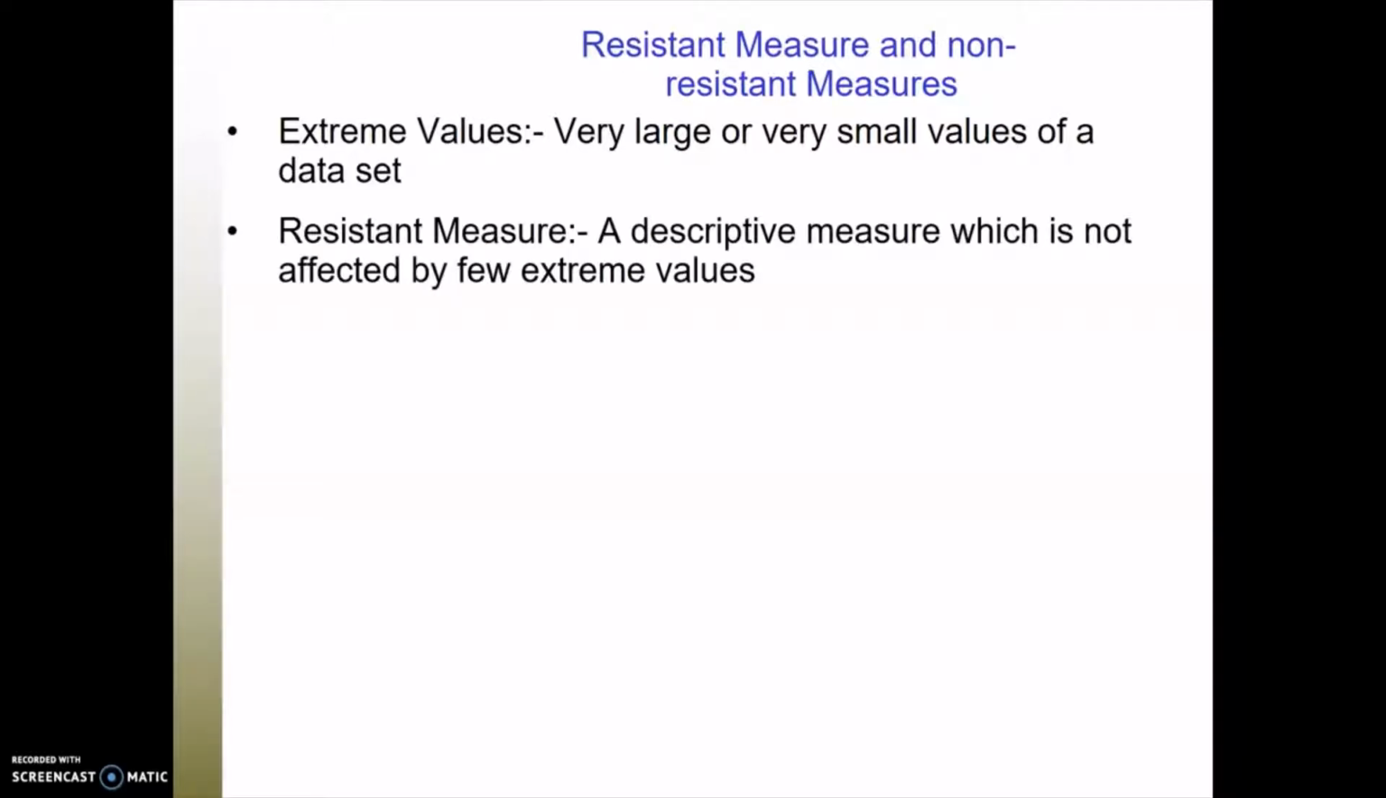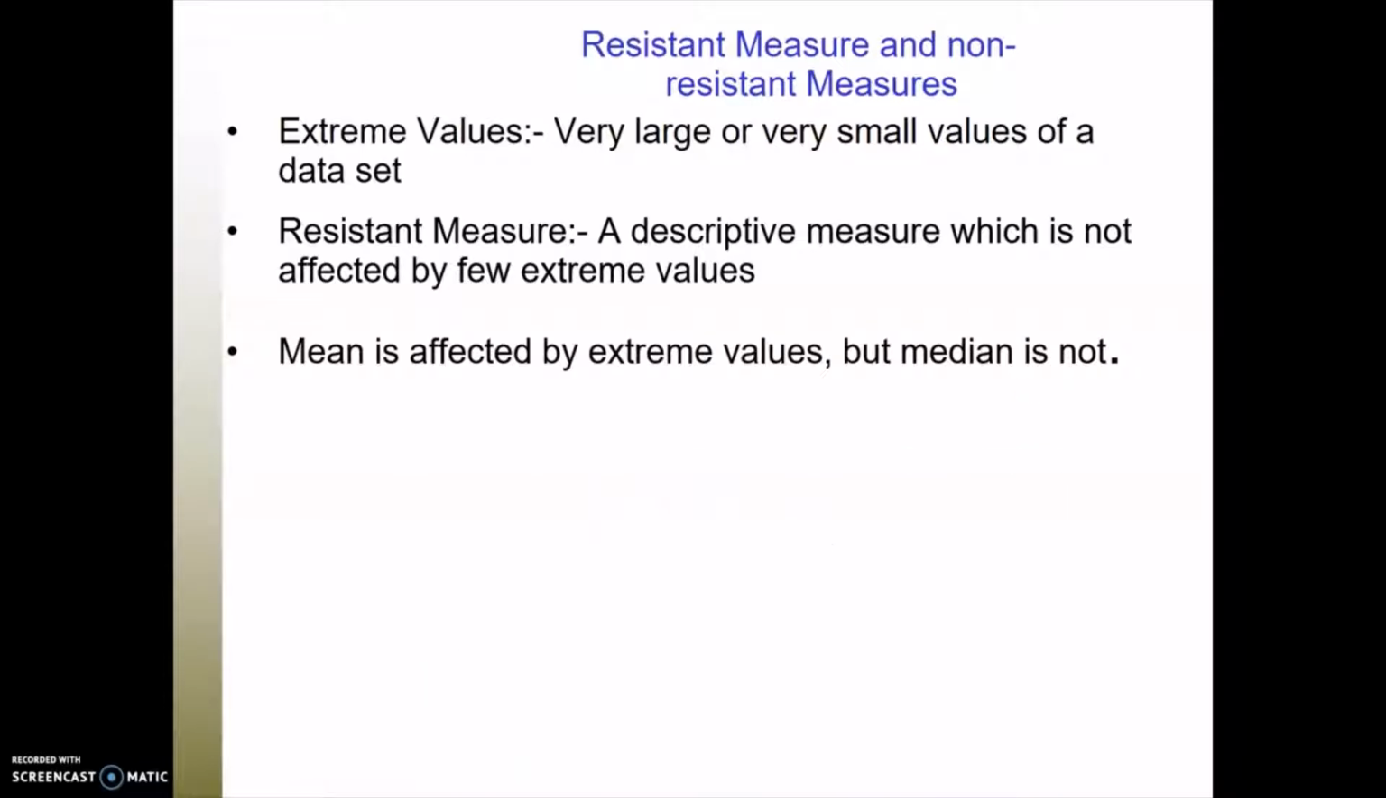Now, what is a resistant measure? A descriptive measure which is not affected by a few extreme values. If you have a data set and in that data set you have some extreme values, and that measure is unaffected, then such a measure is called a resistant measure. And what is a non-resistant measure? If a descriptive measure is changed by the inclusion of some extreme value, such a measure is called a non-resistant measure. So remember, the mean is affected, which is non-resistant, and median is not, right?